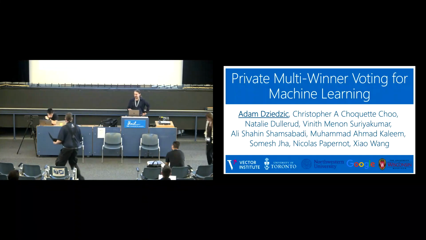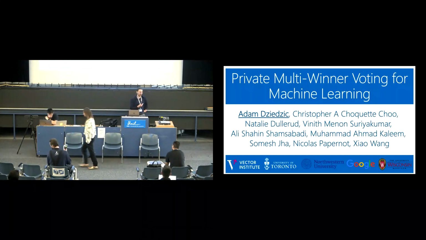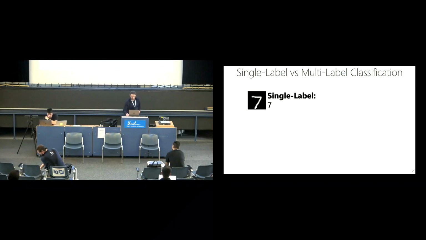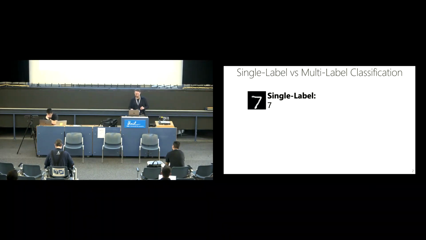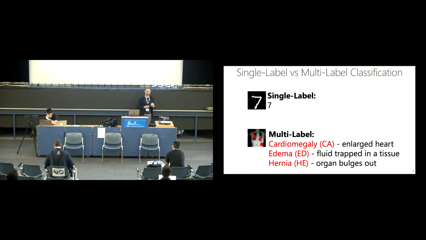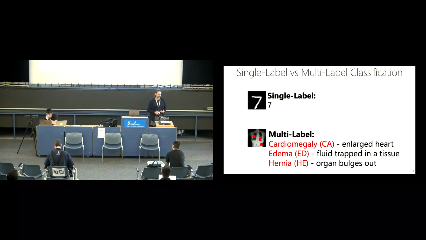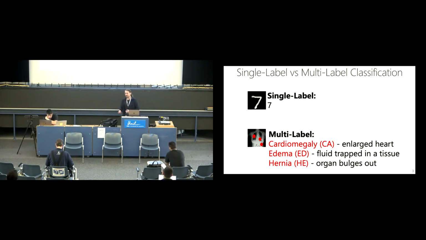So today I have the pleasure to talk to you about how we can make private multi-label classification. For standard data sets such as MNIST, we just have to give a single label per a given image. So here, in this image, we just have a single digit being 7. However, for many real-world data sets, such as medical data sets, we usually have to assign more than a single label per image. So in this case, a given patient might suffer from more than a single pathology.